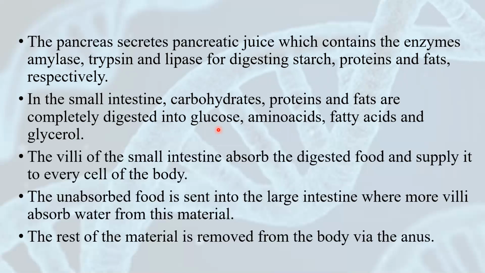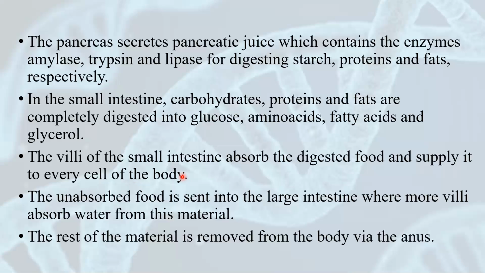Now what happens? Inside the small intestine, finger-like projections occur. Finger-like projections are villi. What is the function of these villi? The function of villi is to absorb the digested food. And once the digested food is absorbed, it is sent to the blood. And from blood, it is sent to every cell of the body, so that all the cells can take the substances and carry out the respiration process. That means they can carry out the process of extracting energy from this food.